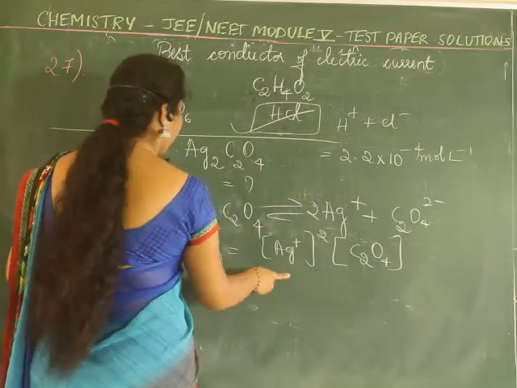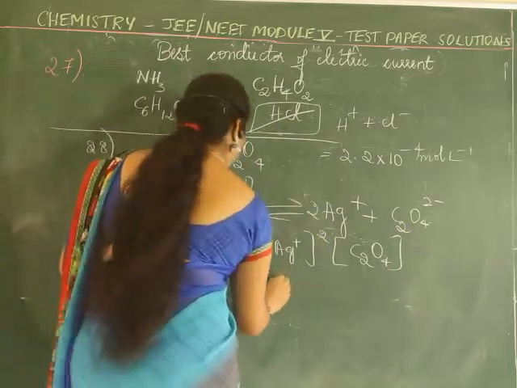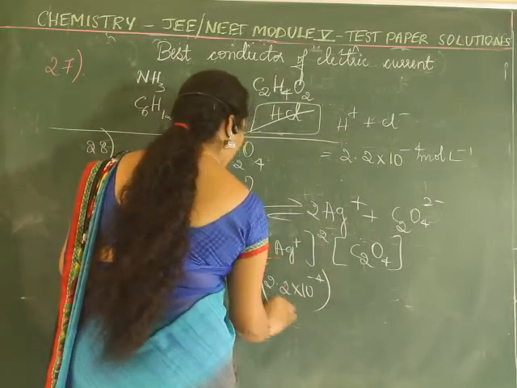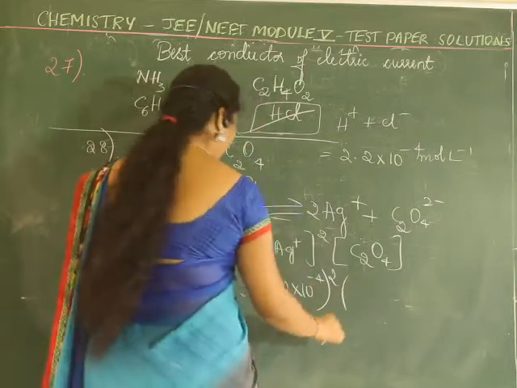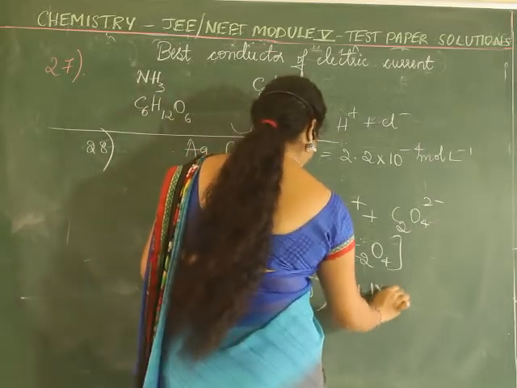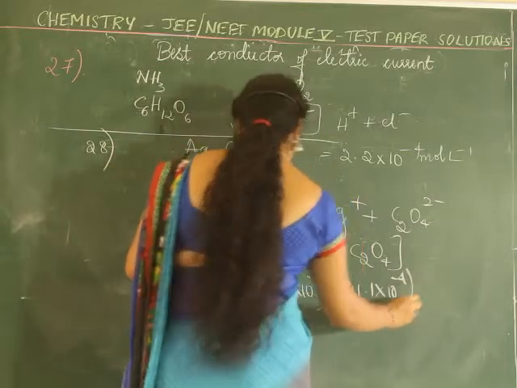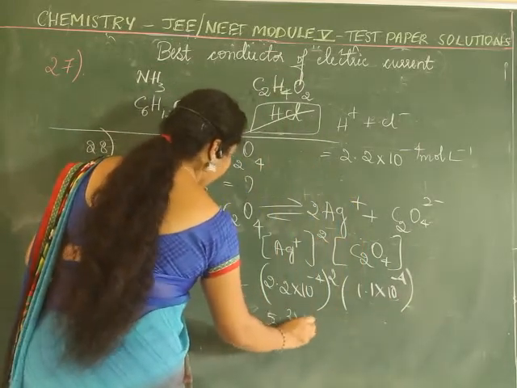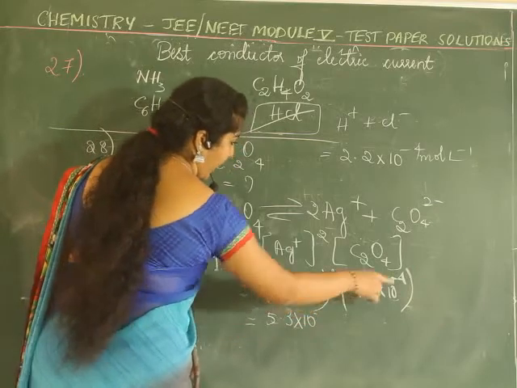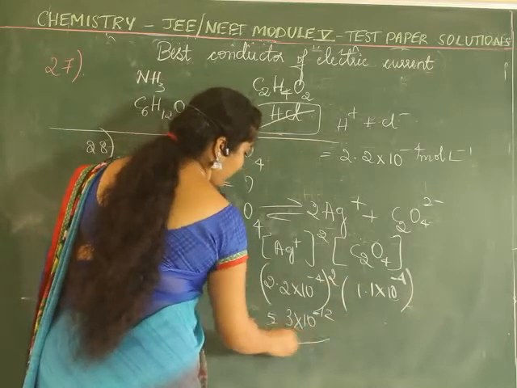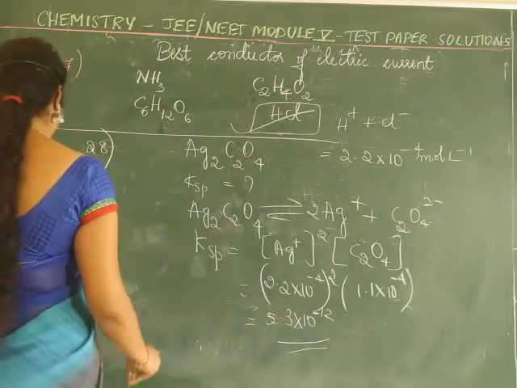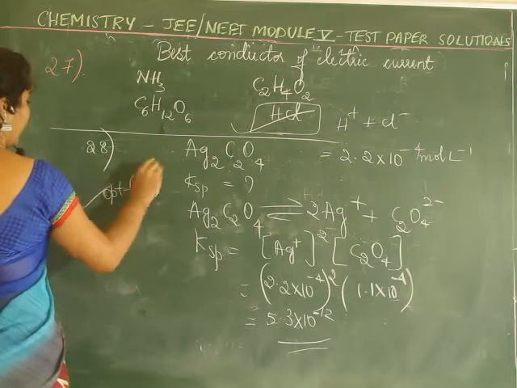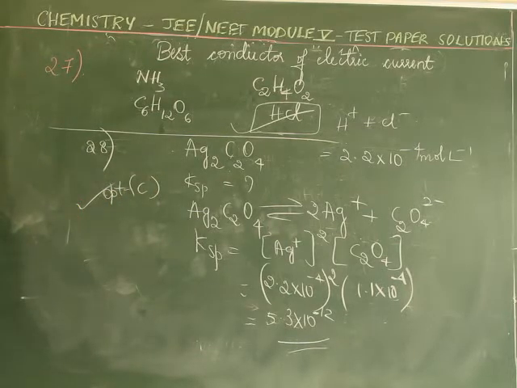For the silver ion it is given as 2.2 into 10 to the power minus 4, whole square. For the oxalate ion, it will be 1.1 into 10 to the power minus 4. So if you solve this, you get 5.3 into 10 to the power minus 12. Which is the option here? Option C. Option C is the right one.